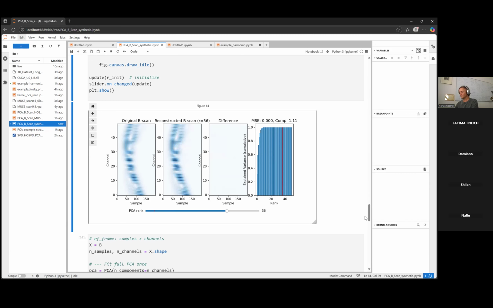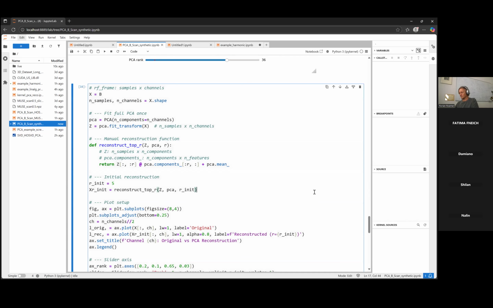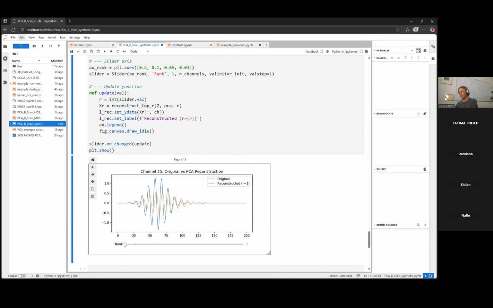Okay, so that's a synthetic data set. And you can do the same here with the A scans. You can also see how faithfully they're reconstructed. Rank 1, it's not exactly great, especially the asymmetry of the pulse only gets really mapped once we go higher in rank.